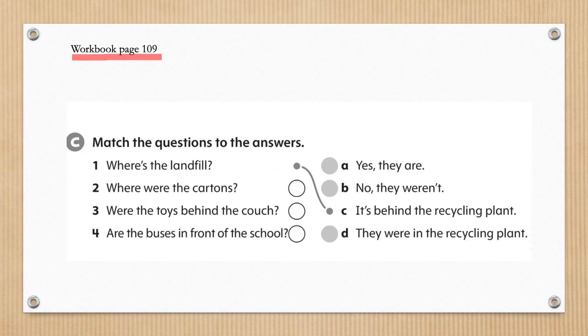I will help you to read these, students. Number 1. Where's the landfill? Number 2. Where were the cartons? Number 3. Were the toys behind the couch? And number 4. Are the buses in front of the school? The possible answers are A, yes they are. B, no they aren't. No they weren't. C, it's behind the recycling plant. D, they were in the recycling plant.